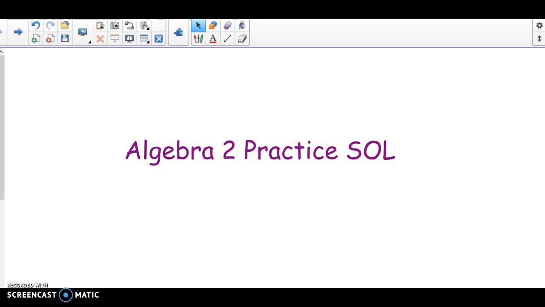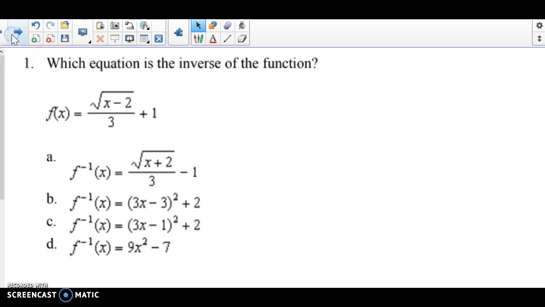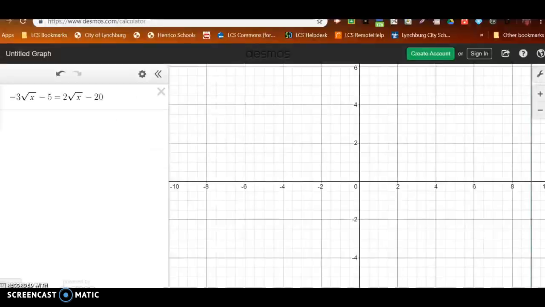Remember to take your time, plug in as many things as you can into your calculator or Desmos. The first one, which equation is the inverse of the function? So what you're going to want to do is to plug this into Desmos.